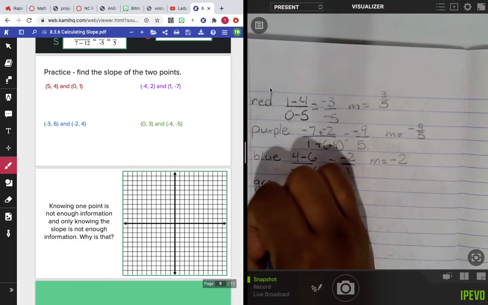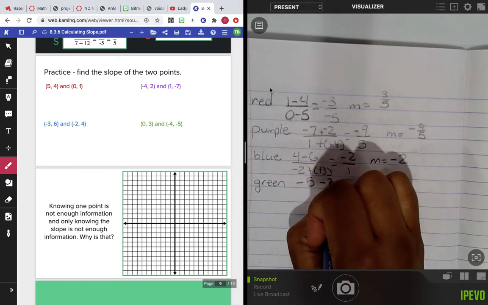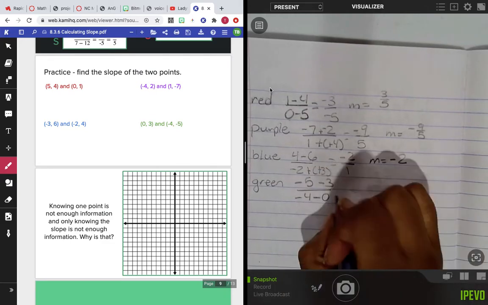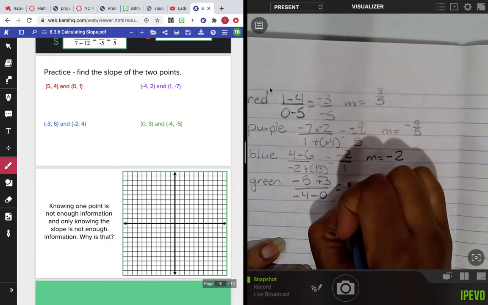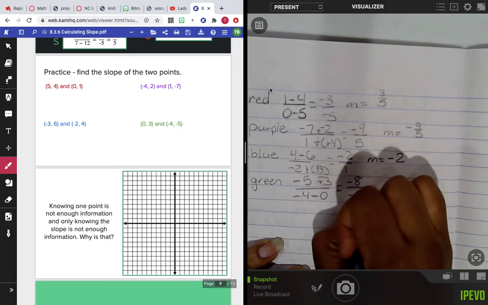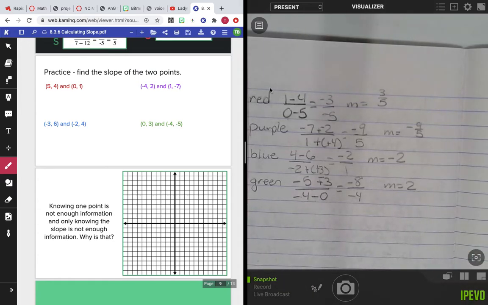And then the last one was the green points. I would do negative 5 minus 3 and negative 4 minus 0. Negative 5 minus 3 gives me a negative 8. Negative 4 minus 0 is negative 4. So my slope would be a positive 2.